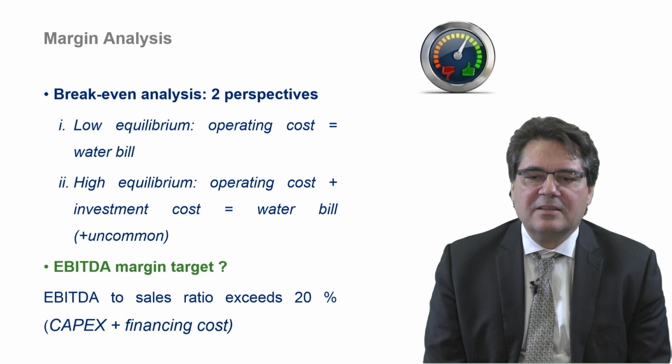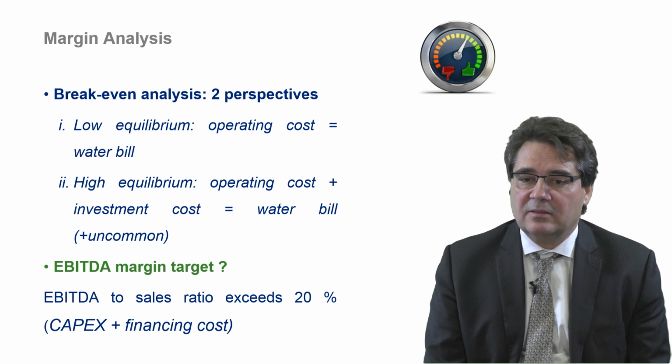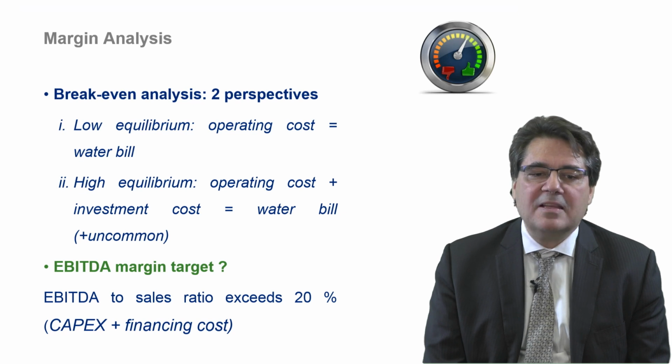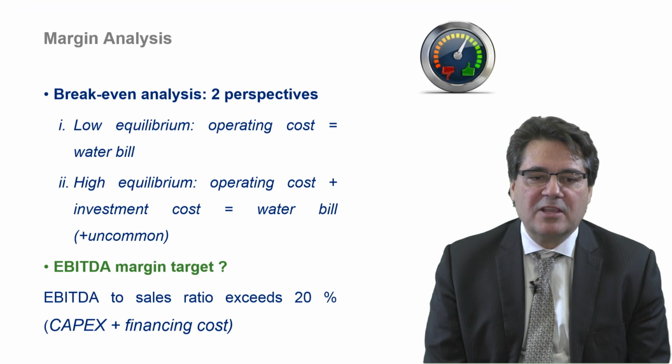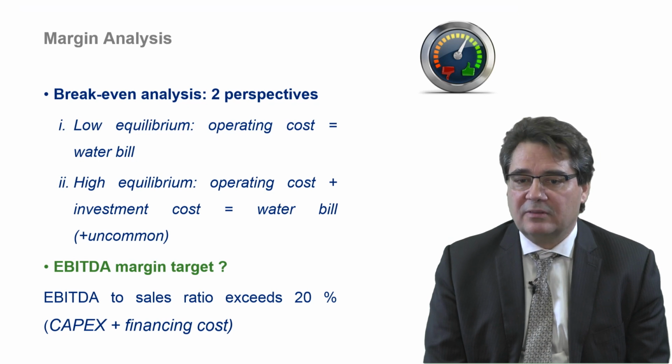We can conduct a break-even analysis in the water business from 2 perspectives. On the one hand, does the water bill cover operating costs? On the other hand, does the water bill cover operating costs plus investment costs? What is the EBITDA margin target? EBITDA to sales ratio should exceed 20%.